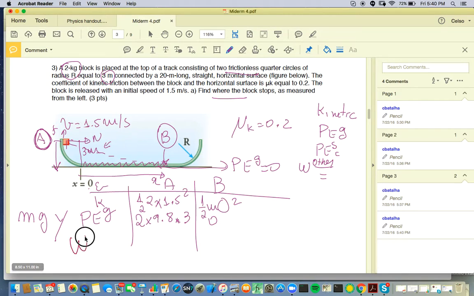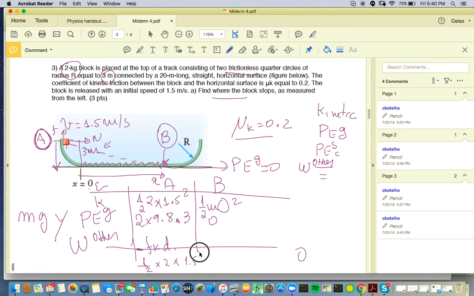I have this, I have that, I have the work done by other forces. What is the work done by other forces? Negative of the coefficient, the frictional force times displacement. So that's it. Once I add these quantities, and I'm going to have 0 in cell B, there's no energy in there, I'm left with half times 2 times 1.5 squared plus 2 times 9.8 times 3 minus.